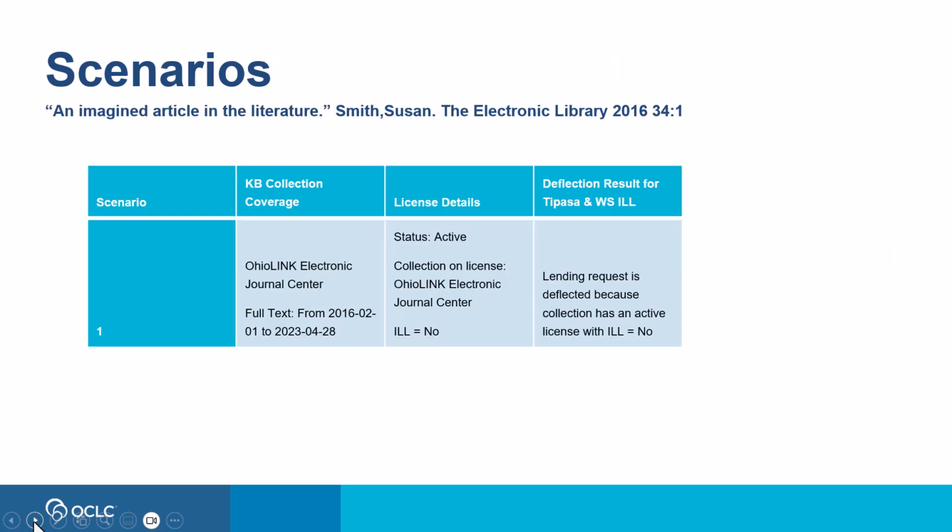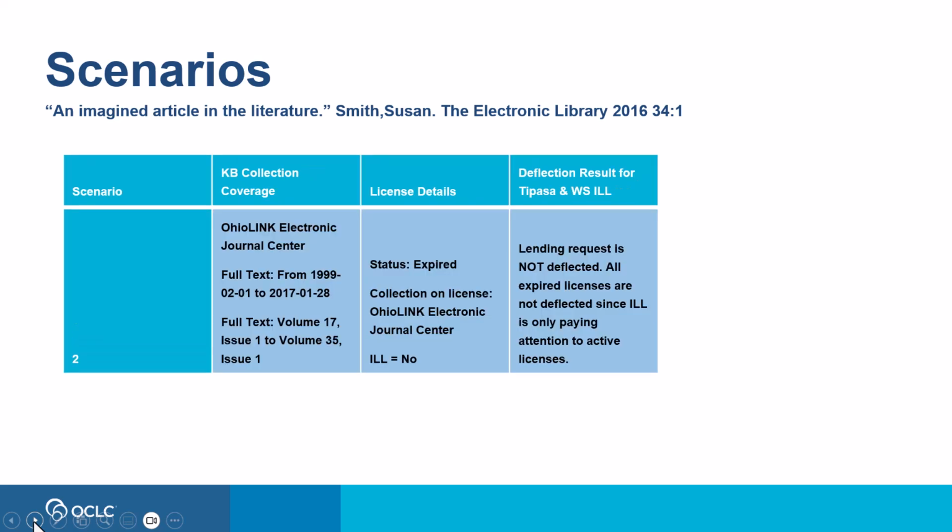To better illustrate deflection in License Manager, let's take a look at 4 different scenarios with this collection. In the first scenario, the license is active and ILL equals no. In this case, the request is deflected. The second scenario has the license as expired and ILL equals no. In this case, the request is not deflected because ILL is only paying attention to active licenses.